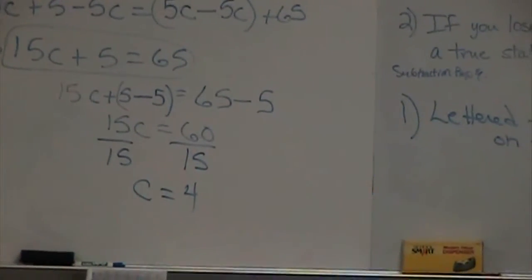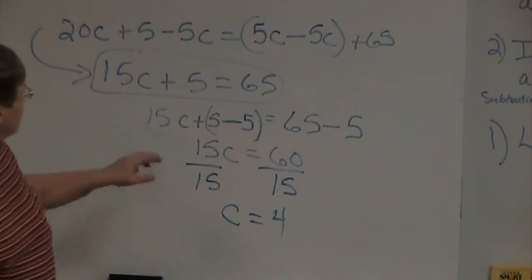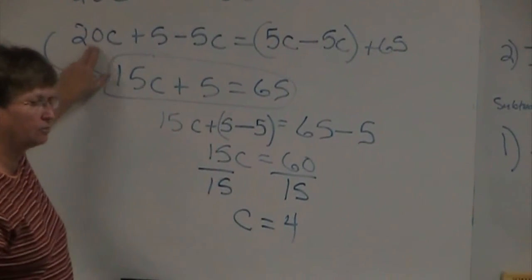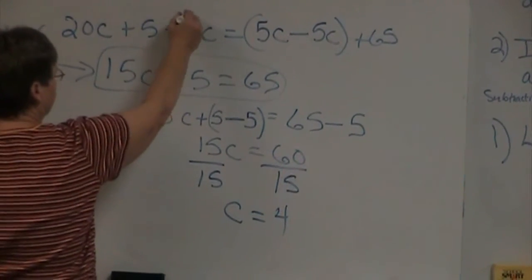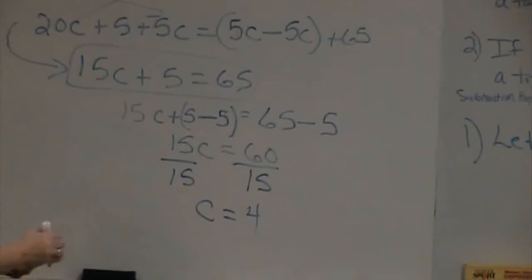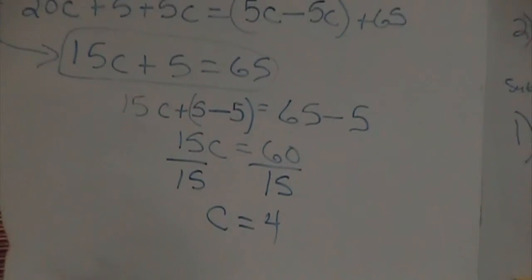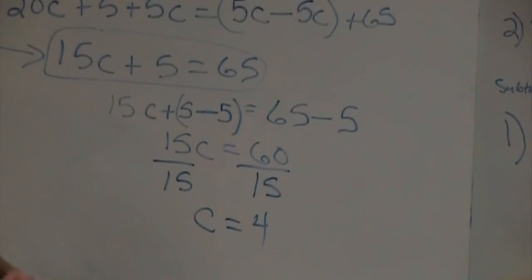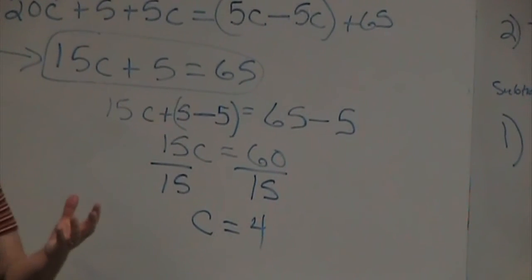Elliot, question. If you have 20C plus 5 minus 5C, how would you go down to 15C? He put this like term with this like term: 20C plus a negative 5C. These two match. 20C and negative 5C make 15C, Alex. You put the matching terms together. I see. Okay.